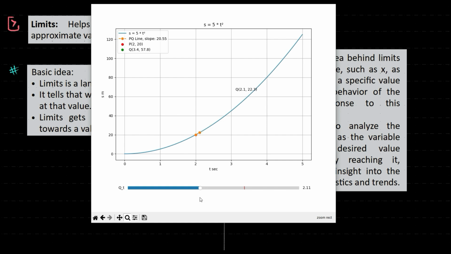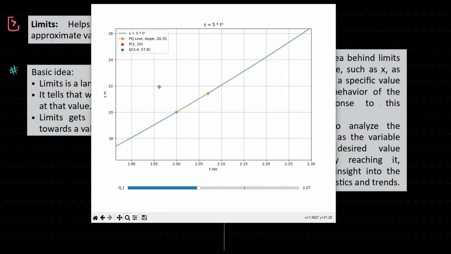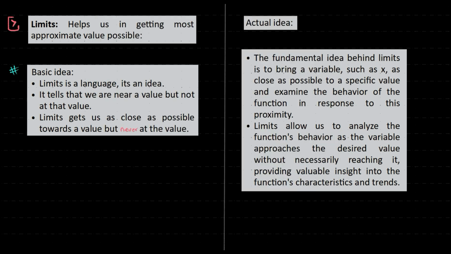And as and when we got closer and closer, of course there is more room for improvement. So we did try to get closer and closer, and we can keep doing this. In mathematics, we make use of limits to discuss and accomplish this task. So limits help us in getting the most approximate value possible.